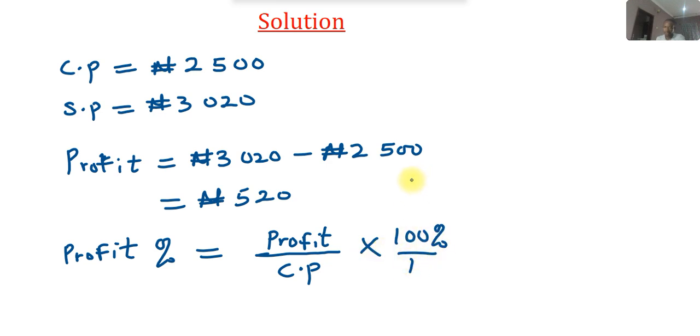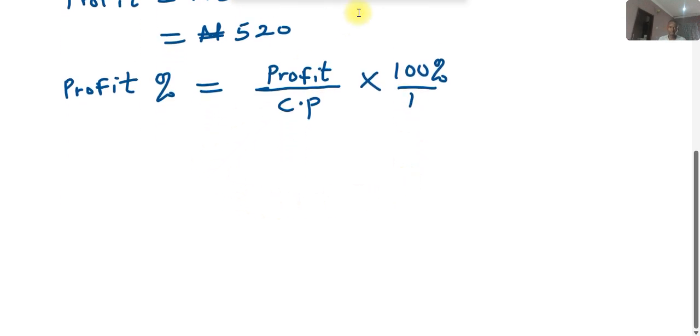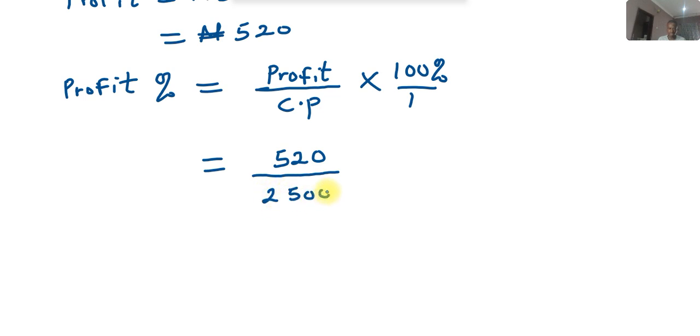Okay, so then we're going to have our profit, which is 520, over the cost price, and the cost price is 2,500 naira, multiplied by 100% over 1. So in this case, I can easily do it with these zeros. Okay, these zeros gone.